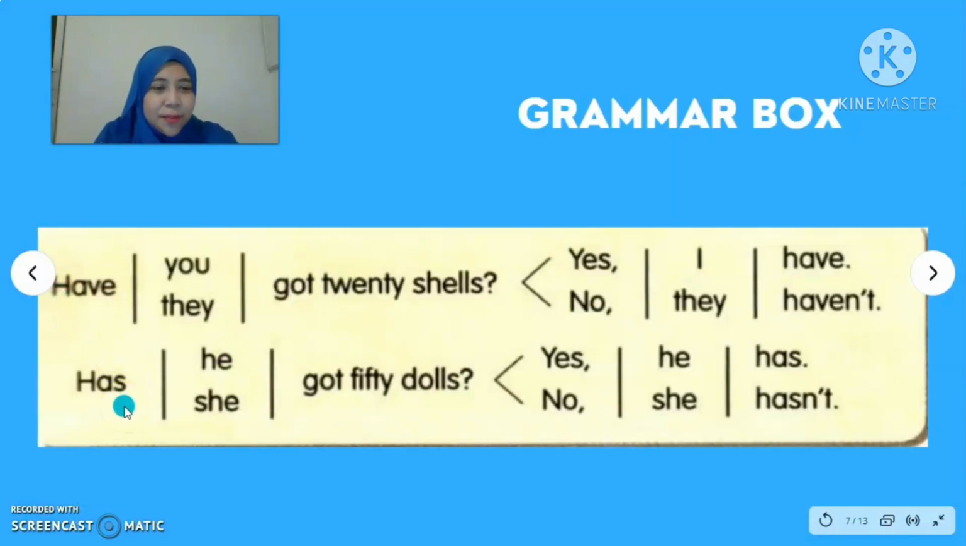Next, for has, we must use he and she. Has he got 50 dolls? Yes, he has. Has she got 50 dolls? No, she hasn't. So same like haven't just now. If you answer no, you must use she has not, hasn't. Yes, he has. No, she hasn't. Okay, let's continue.